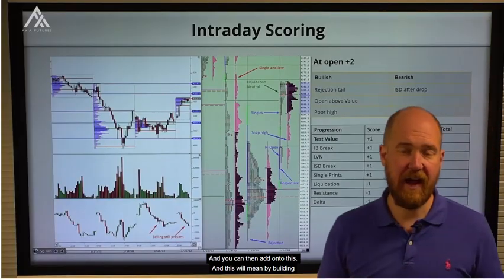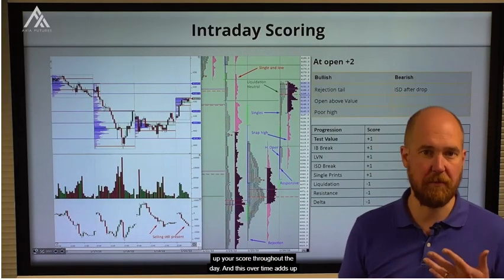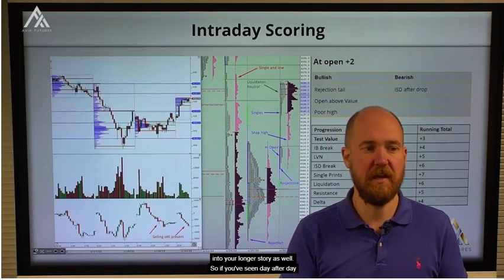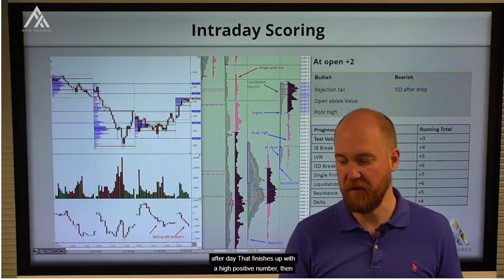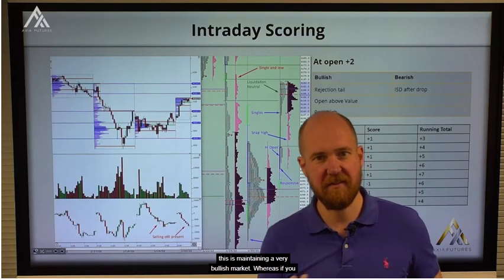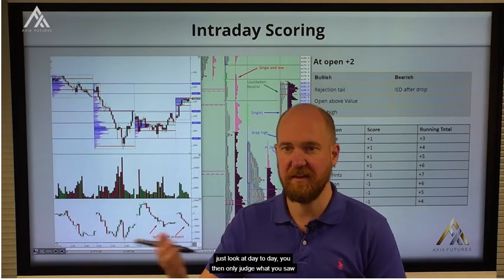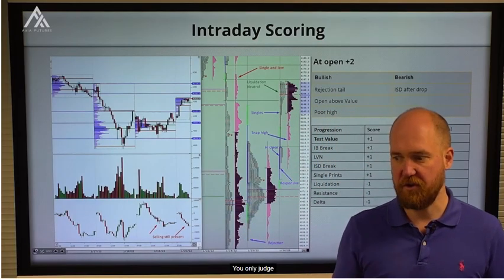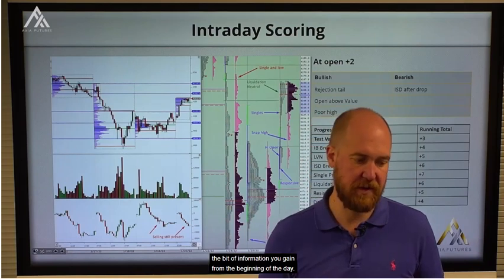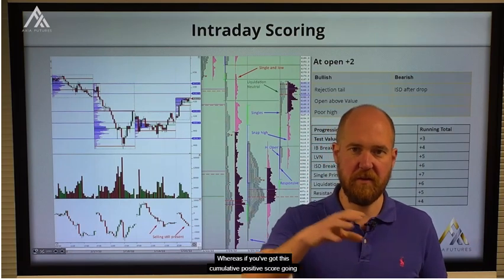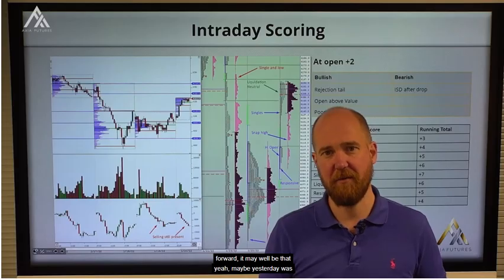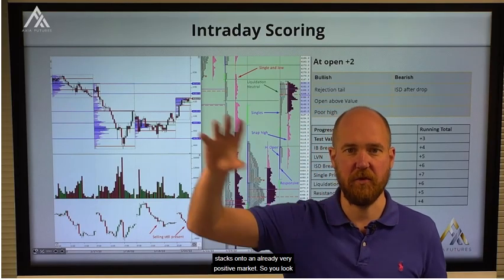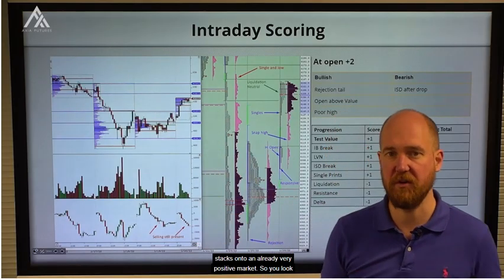And you can then add on to this, and this is what I mean by building up your score throughout the day, and this over time adds up into your longer story as well. So if you've seen day after day after day that finishes up with a high positive number, then this is maintaining a very bullish market. Whereas if you just look at day to day, you then only judge what you saw yesterday. You only judge the bit of information you gained from the beginning of the day. Whereas if you've got this cumulative positive score going forward, it may well be that maybe yesterday was relatively neutral, slight positive score, but this just stacks onto an already very positive market. So you try to look at it like that.